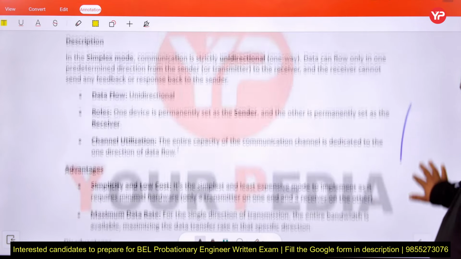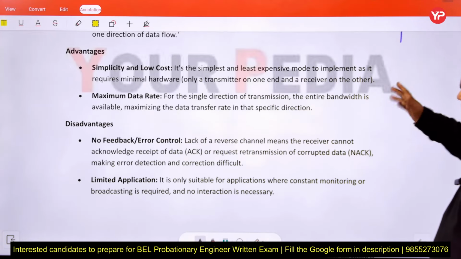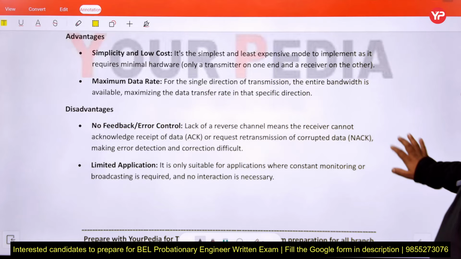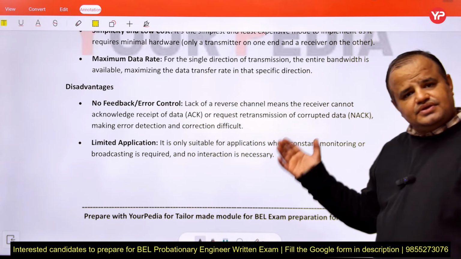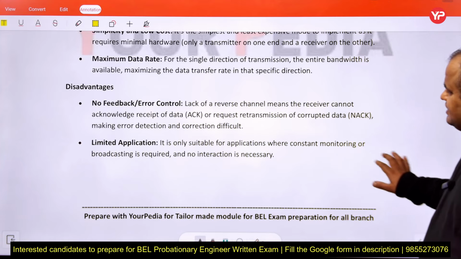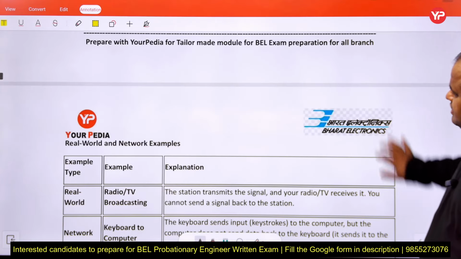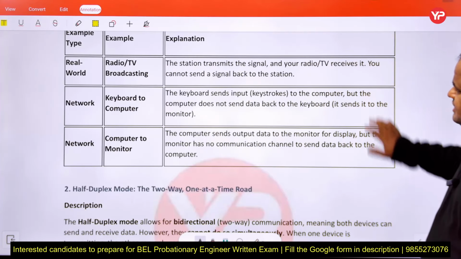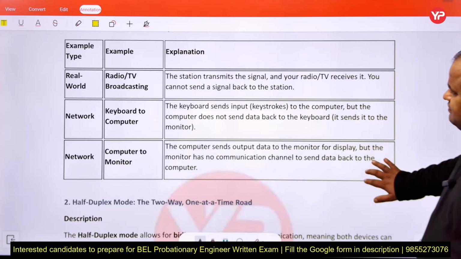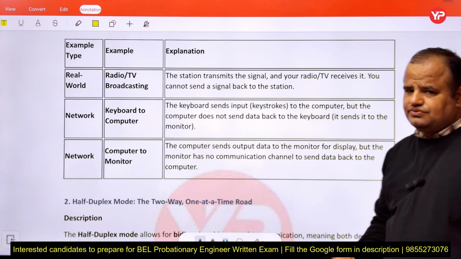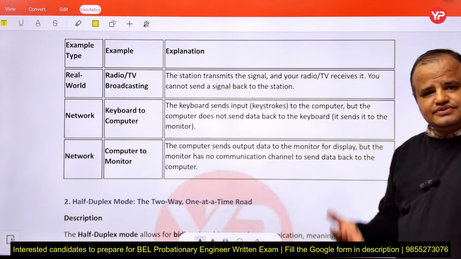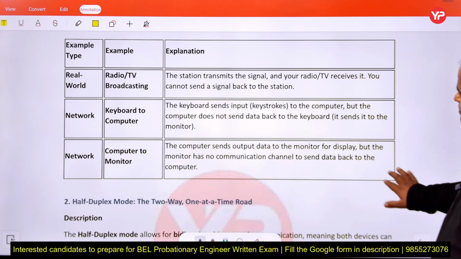Now these are the advantages and disadvantages. You can read them out, very simple, and in our live classes we are going to discuss each and everything in detail. Let's go with the real-time examples. We already shared this document in our WhatsApp group. So if you want to join, you can just join that WhatsApp group and get this material.